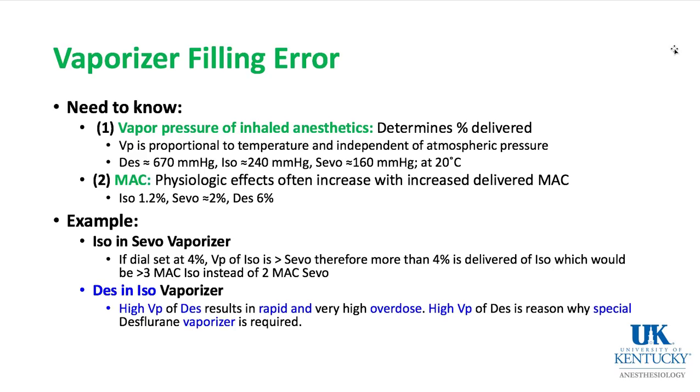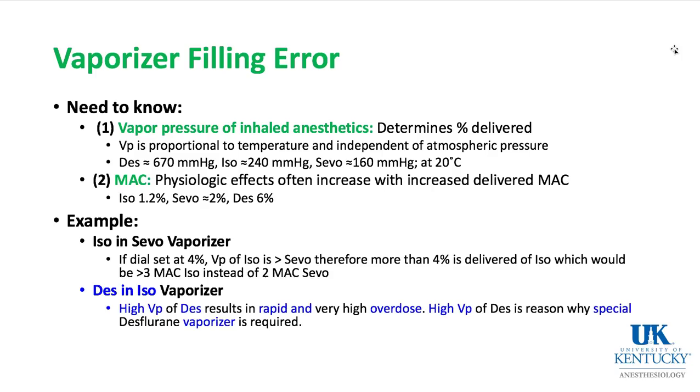Let's move on to vaporizer filling error. What do you need to know about a volatile anesthetic being put in the wrong vaporizer? Well, the first is the vapor pressure of inhaled anesthetics, and the next is MAC. Let's look at vapor pressure of inhaled anesthetics. This determines the percent delivered from the vaporizer.